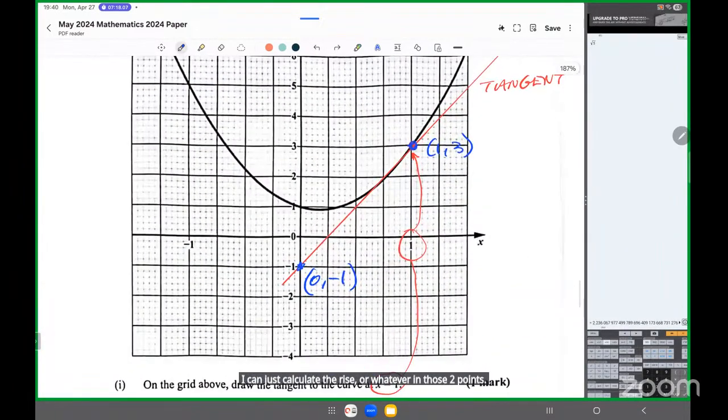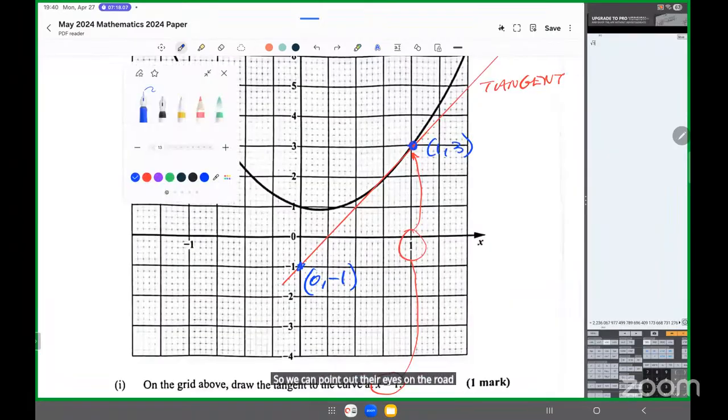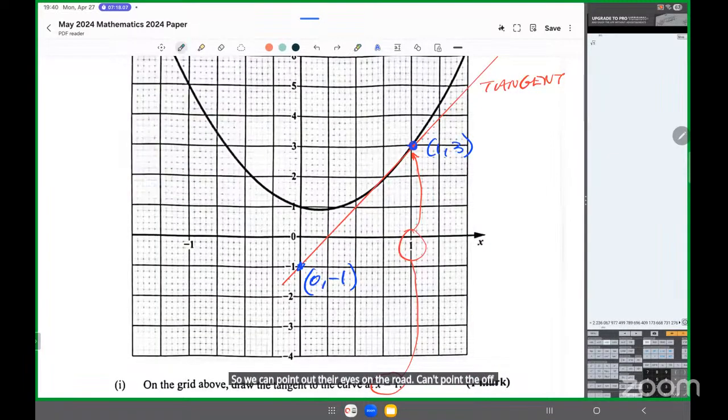So we can count off the rise and the run. Let's do it in green. So what is the rise up to here? What is the rise? 1, 2, 3, 4, right? The rise is 4. And the run is 1 unit.